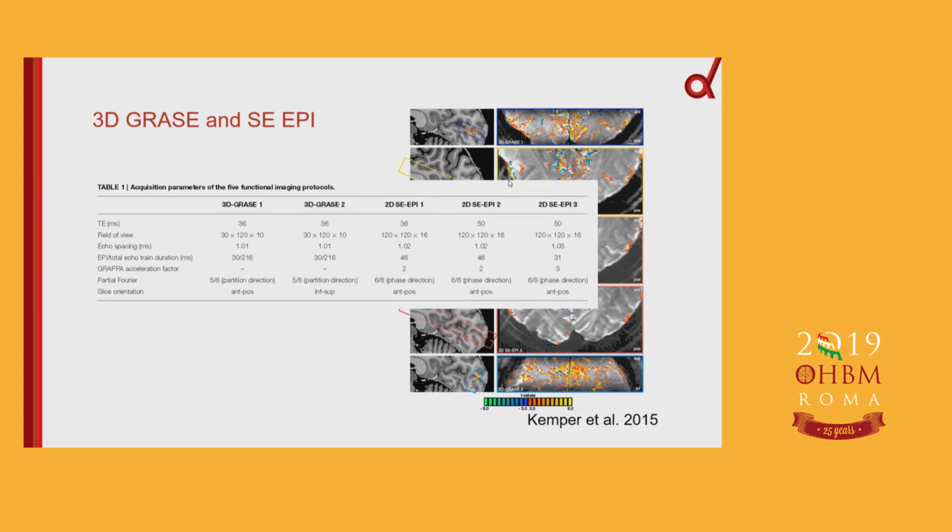And if we look at the protocols they were using, essentially this is being limited to a 30 by 120 by 10 field of view. And then you have a 30 millisecond EPI readout and a 216 millisecond total echo train duration.